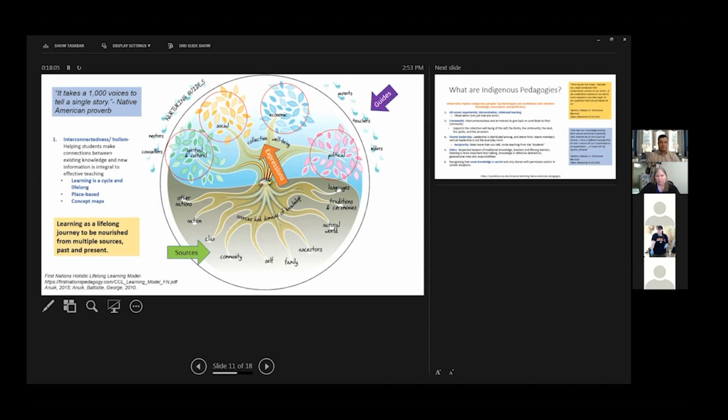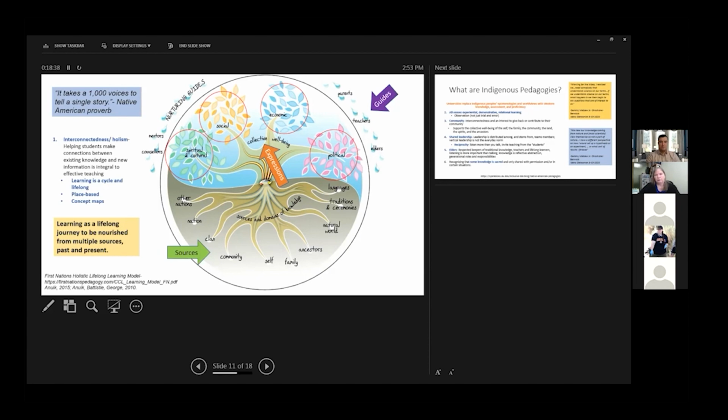It relates to the first practice of indigenizing, which is interconnectedness or holism, where you work with the concept that there are connections between all different varieties of knowledge, that it's a cycle and lifelong, and that the place in which knowledge is gained and retained is important. Concept maps in general can be useful for learning, and for Indigenous students because of this sort of model.